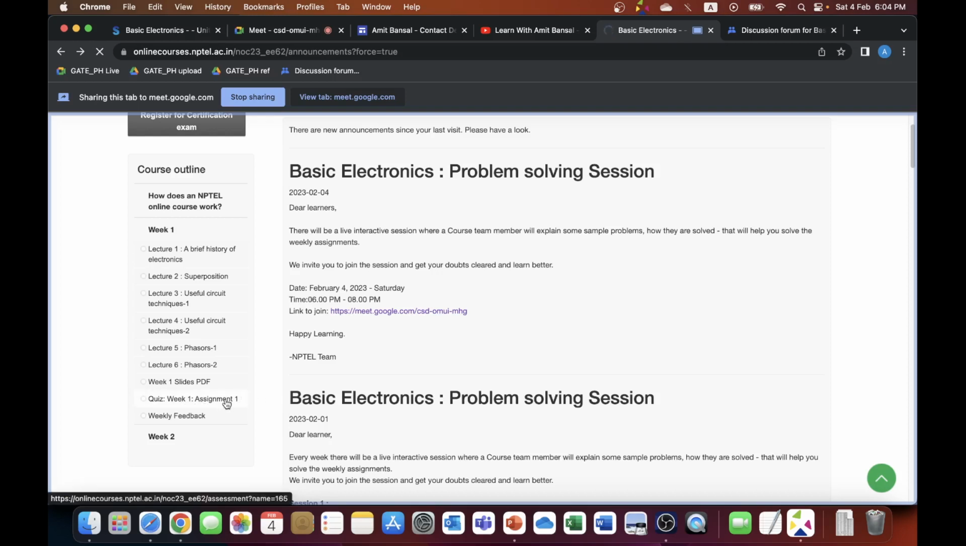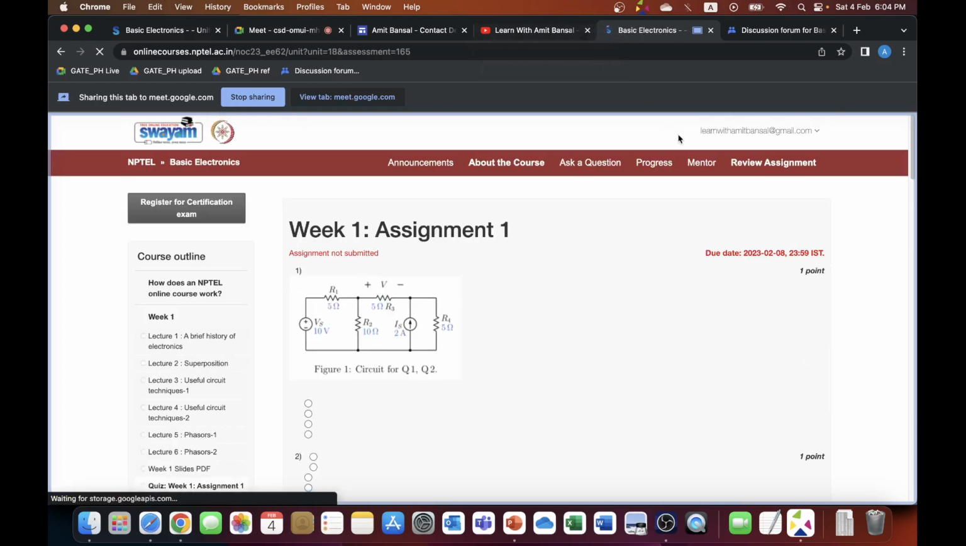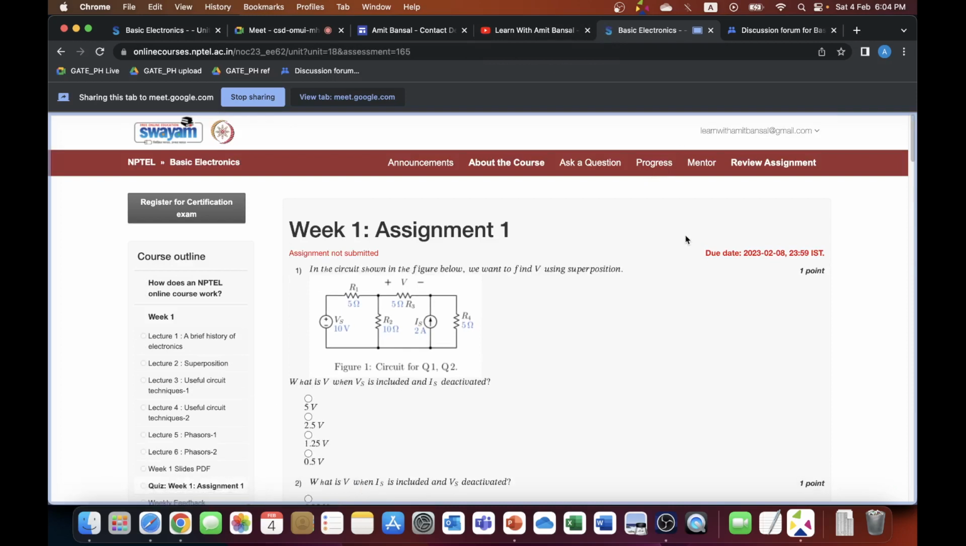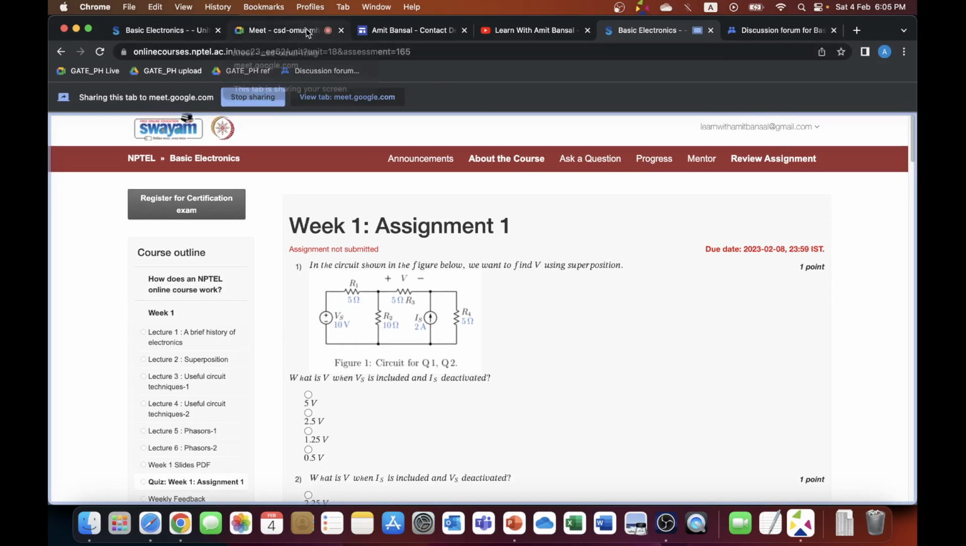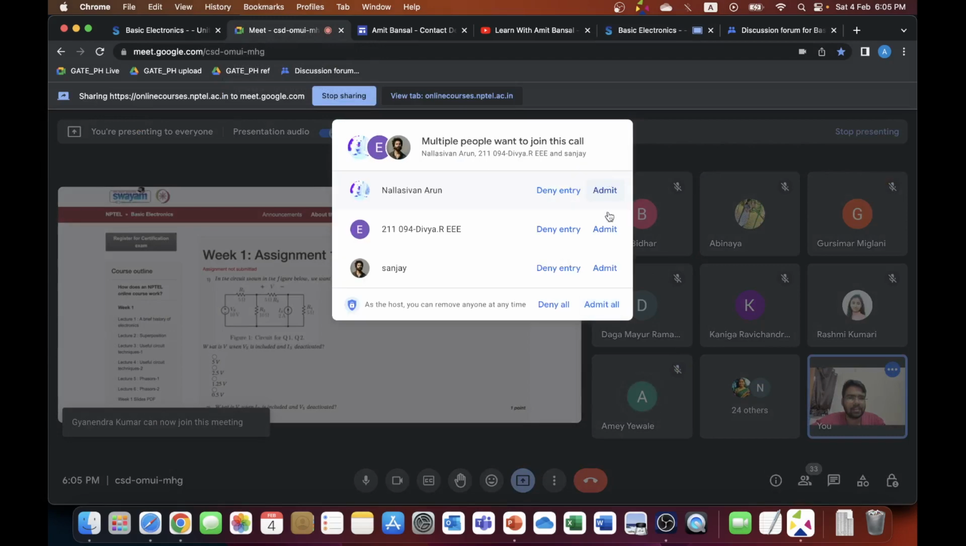I clicked on that, so the link is opening. Let's wait for a minute. Yeah, so now you can see on the top right there's a due date. Can you see that the due date is 8th of February 2023, 23:59 IST? So that's midnight between 8th and 9th February. Are you able to see that? Yes, sir. Does that answer your question?